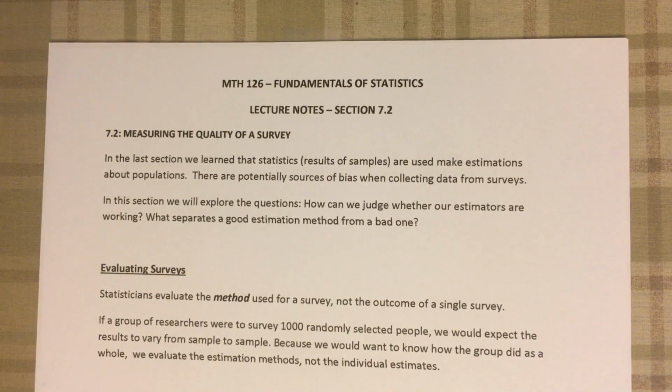When we were talking about taking these samples to make estimates about our populations, we said that there were potentially sources of bias. We talked a little bit about measurement bias and sampling bias in the previous section. In this particular section, we're going to talk about a couple of questions. How can we judge whether our estimators are working, and what separates a good estimation from a bad one? So as we're going through this, we're going to talk about a couple of key vocab words and talk a little bit about sampling distributions and some simulations and some basic results that we can come up with in the end.